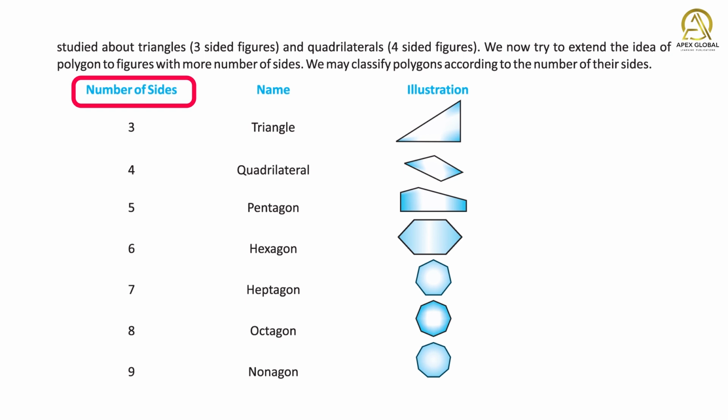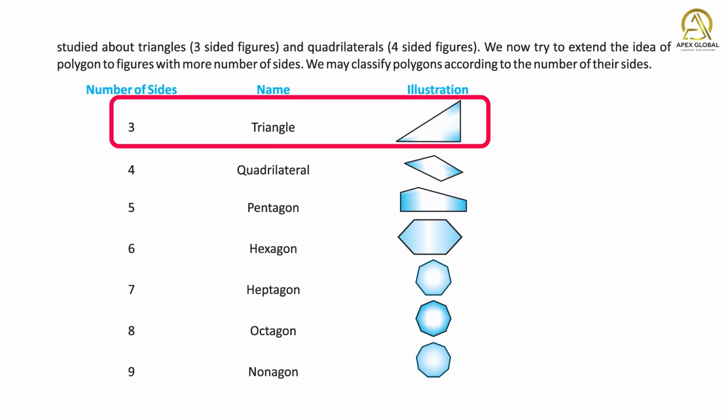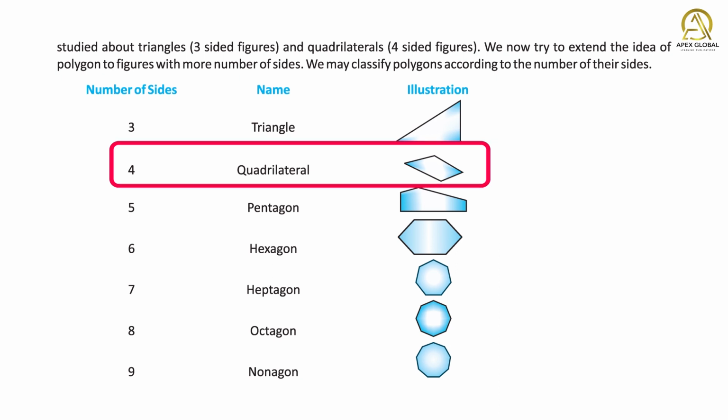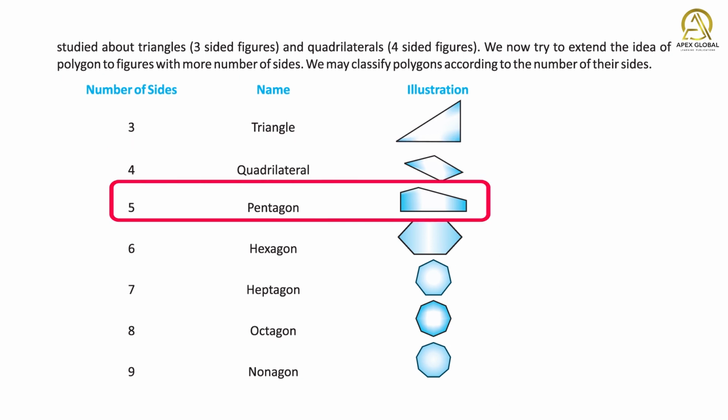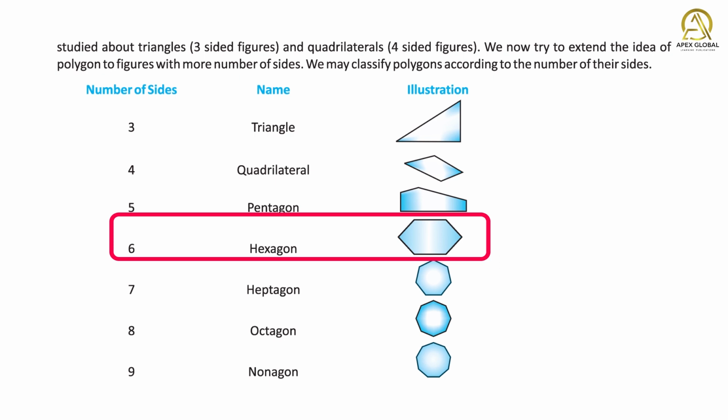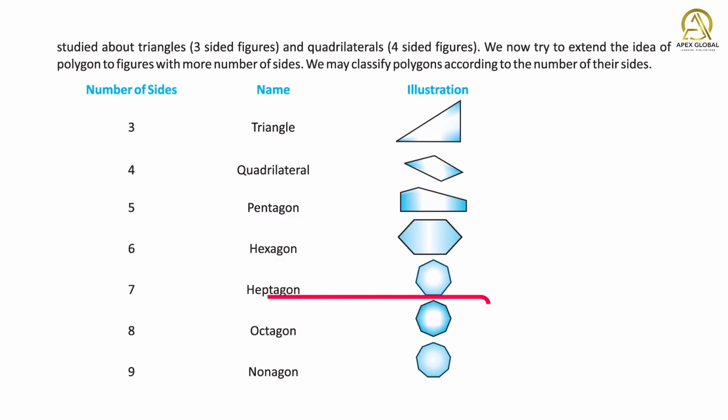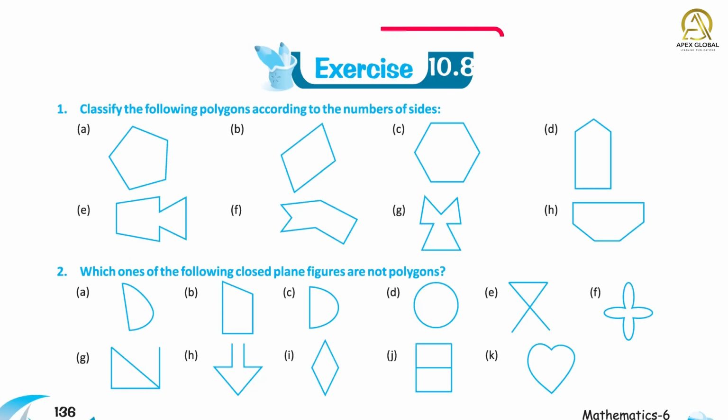Number of sides. Name. Illustration. 3. Triangle. 4. Quadrilateral. 5. Pentagon. 6. Hexagon. 7. Heptagon. 8. Octagon. 9. Nonagon.